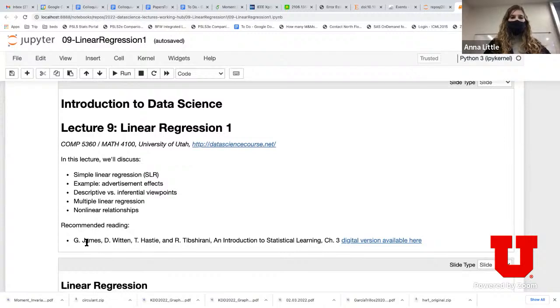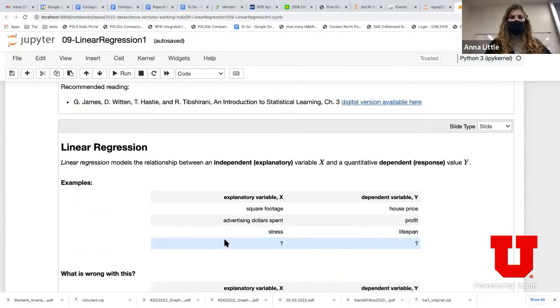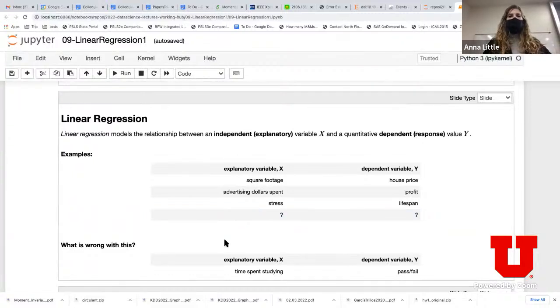Okay, so go ahead and make sure you do the reading for today, which is from chapter 3 of An Introduction to Statistical Learning. Okay, so what are we doing with linear regression?